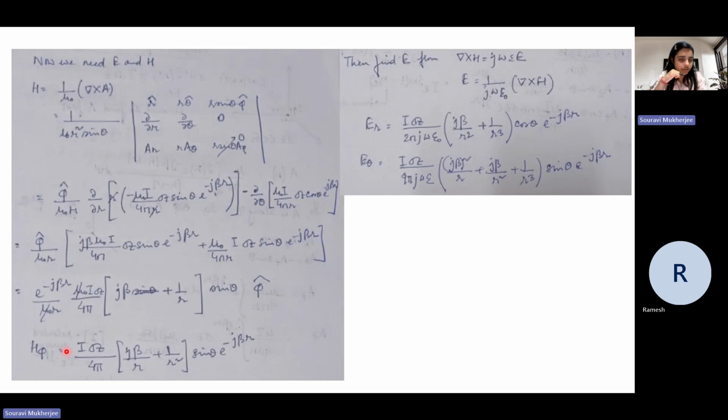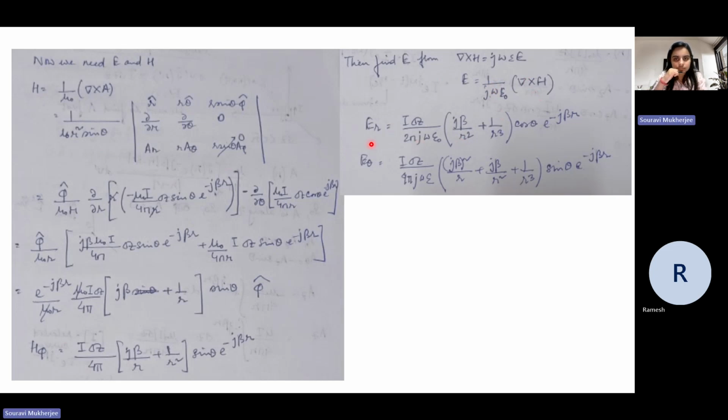Now it is interesting because you have a 1 by r term and a 1 by r squared term. That means, based on the distance between the source and the field point, different terms will play a dominant role, right? Now you can also find the electric field. This comes from Maxwell's equations: once you know the magnetic field, you can find the electric field because you know the frequency of your wave and the medium properties. So you can do this to find the electric field components.